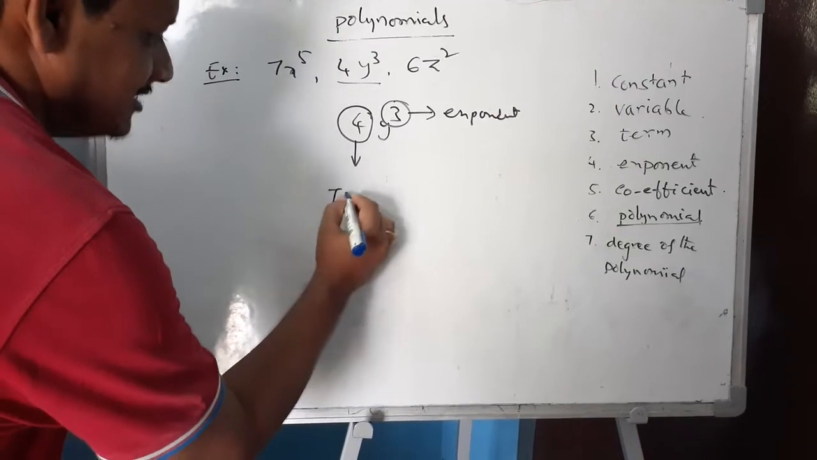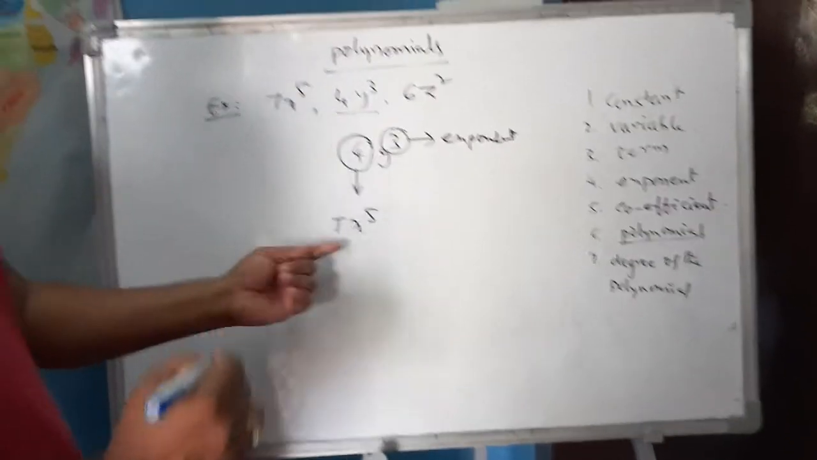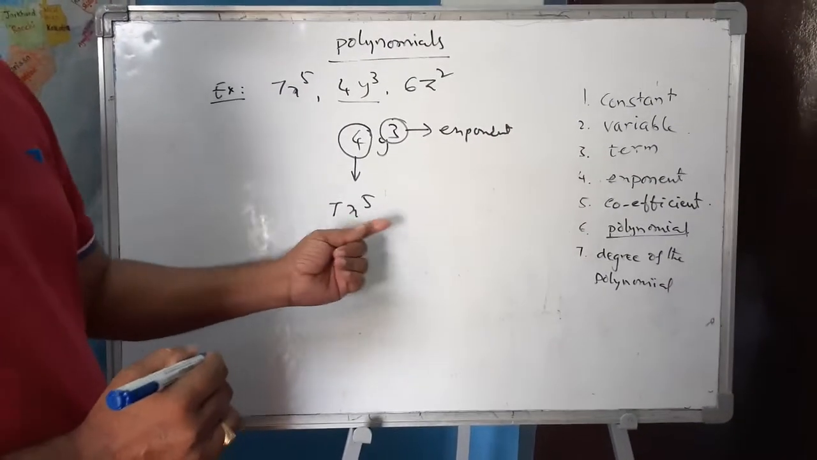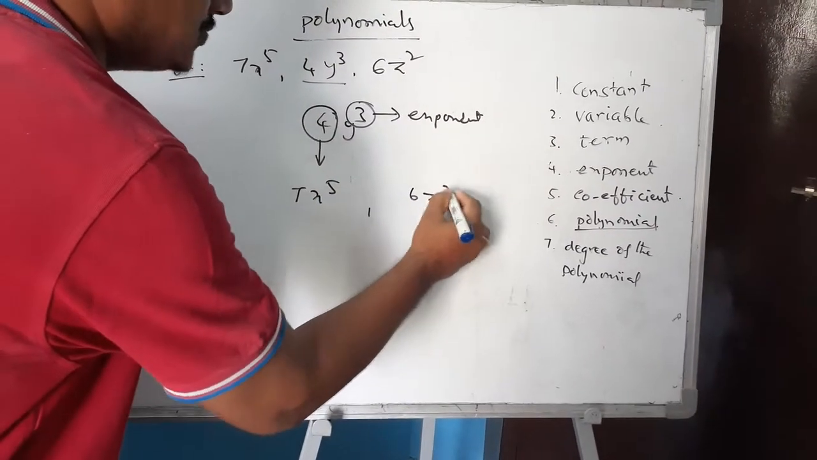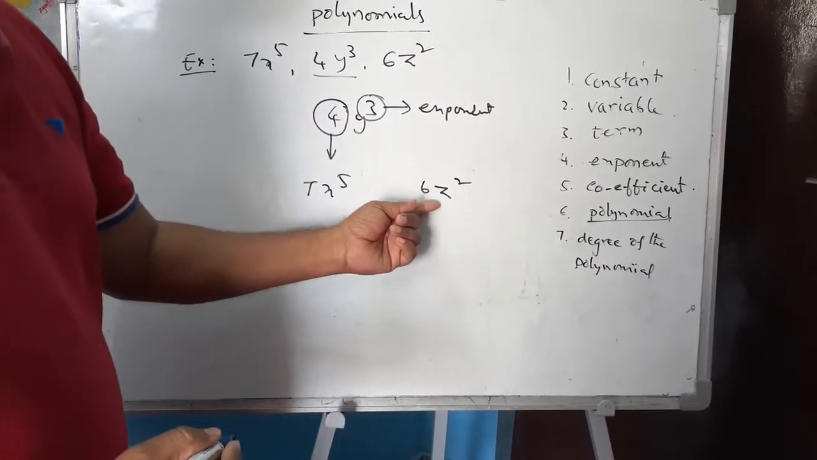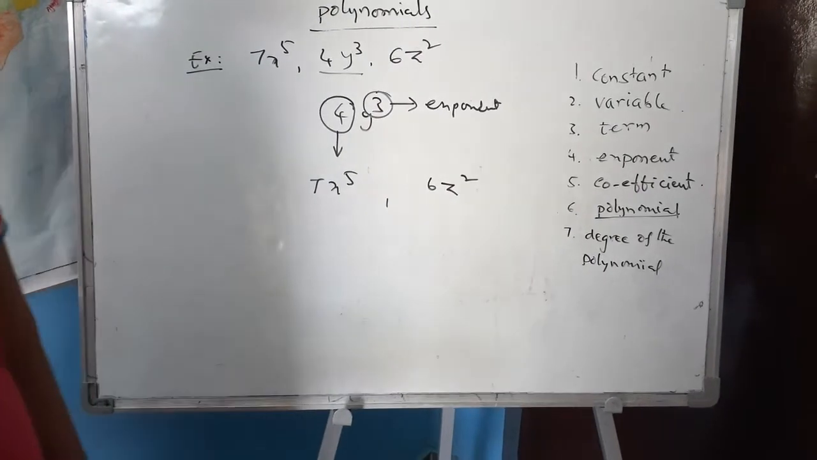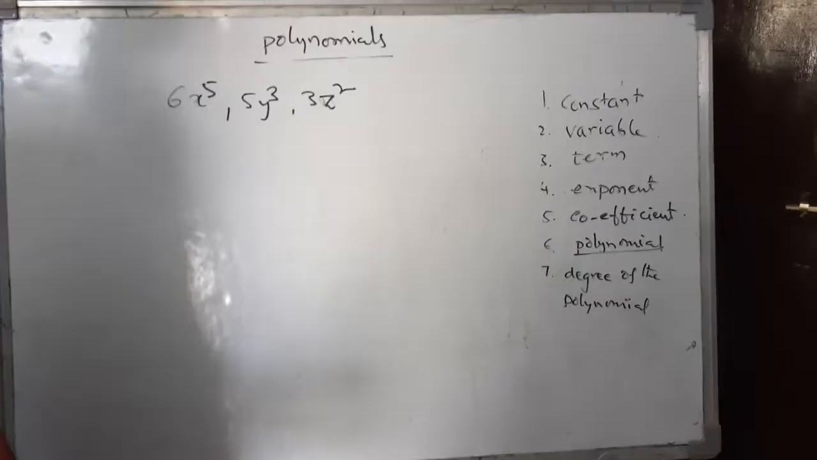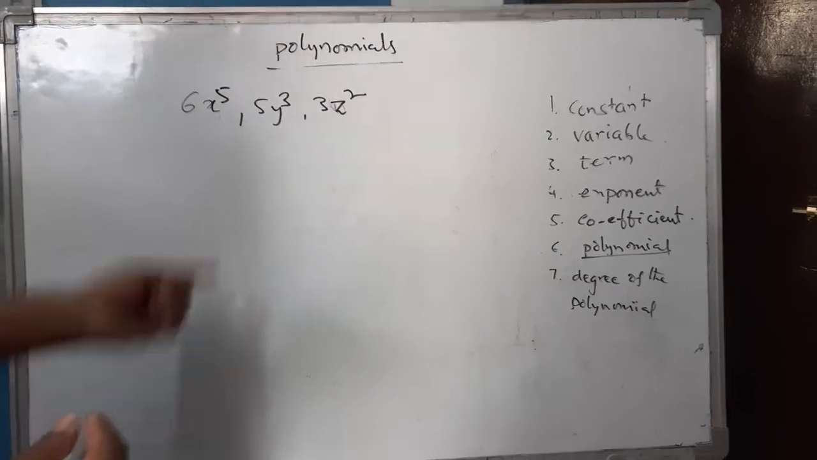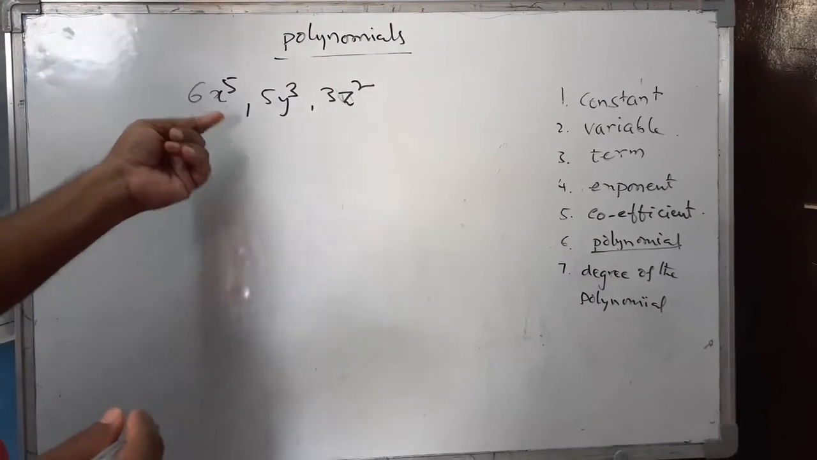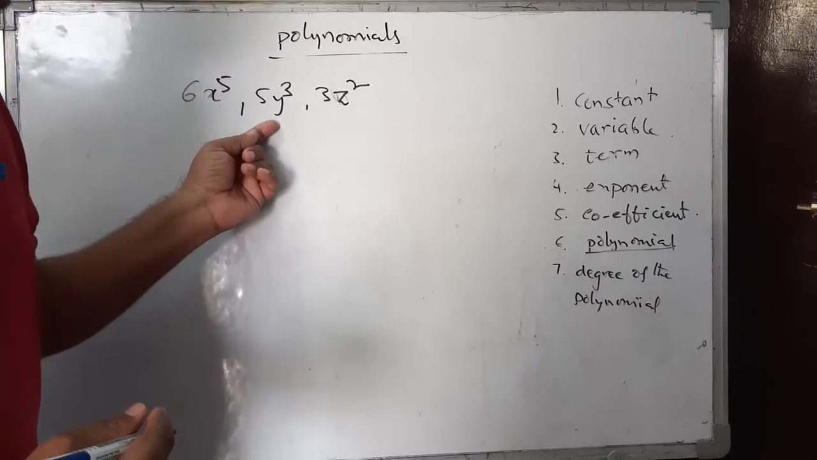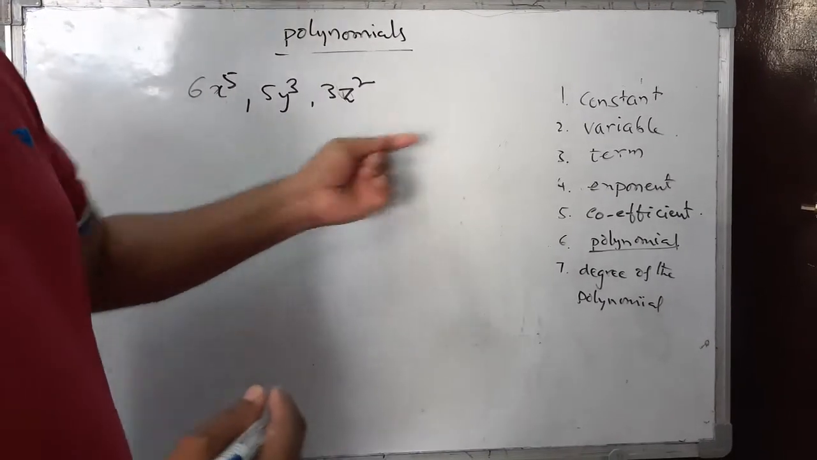For 7x to the power of 5, 7 is the coefficient, 5 is the exponent. And also 6z square, 6 is the coefficient and 2 is the exponent. So next, here 4x to the power of 5, 6x to the power of 5, 5y cube, 3z square are the terms.